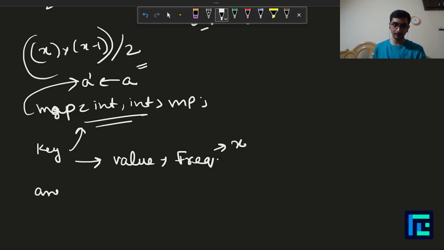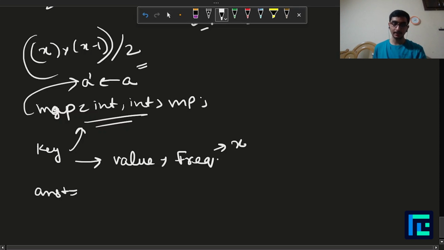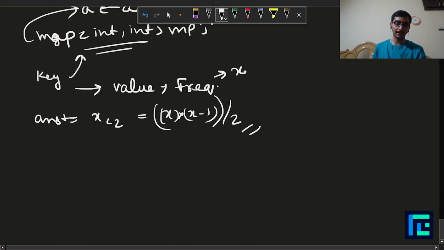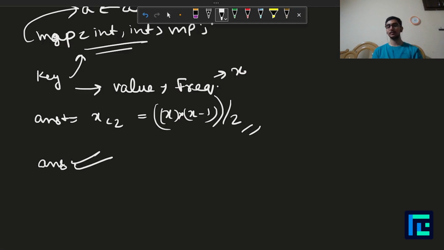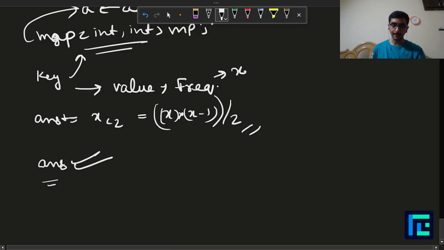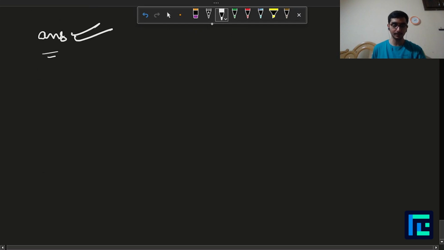So I add to my answer xC2, which is equal to x into x minus 1 by 2. This is my whole algorithm, and at the end I print my answer. So this is how our algorithm turns out to be. I hope this is clear, and now we'll discuss the time complexity of this approach.